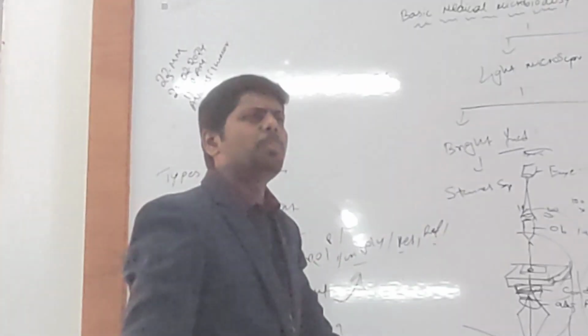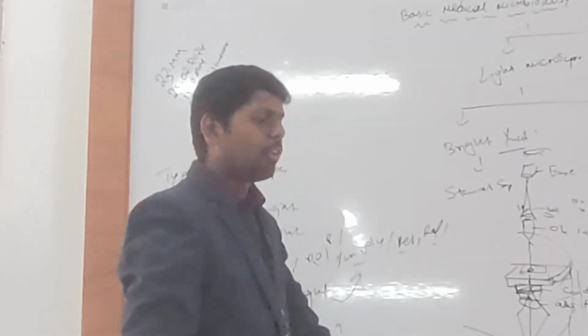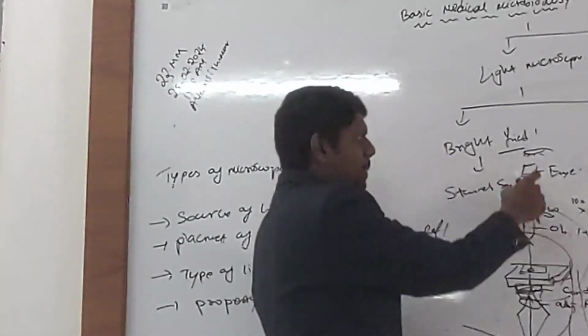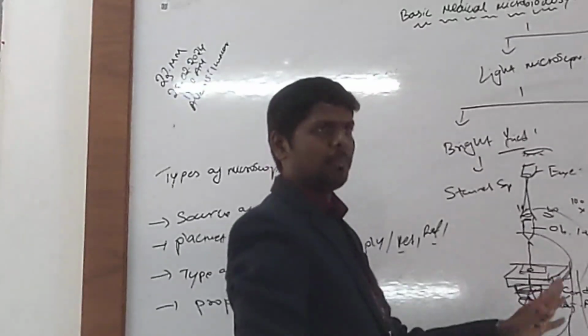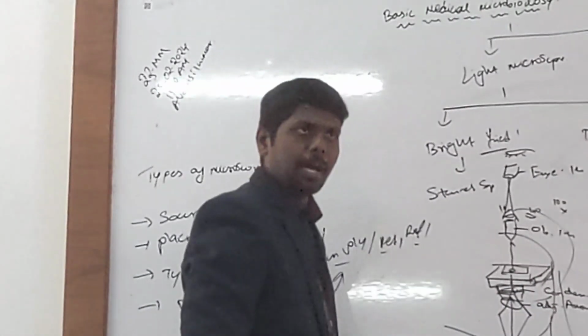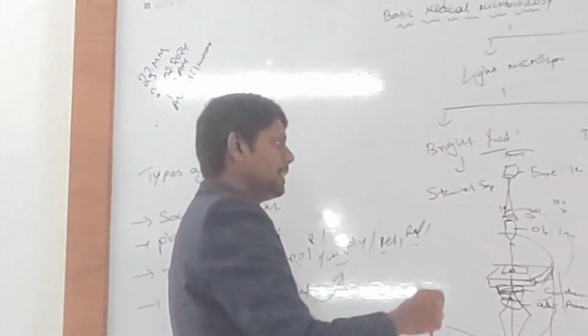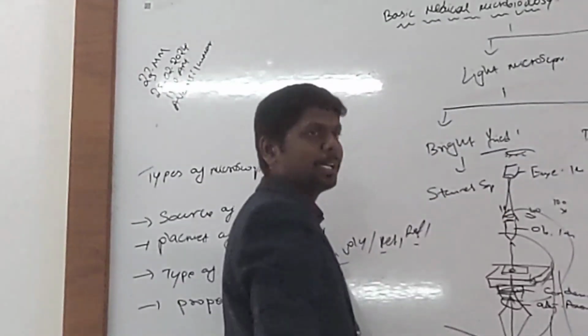Stained specimens will be pink or blue in color, like in gram staining, right? Only stained specimens can be seen in a bright field microscope. The background is white or bright. So the bright field microscope is good for studying stained specimens.